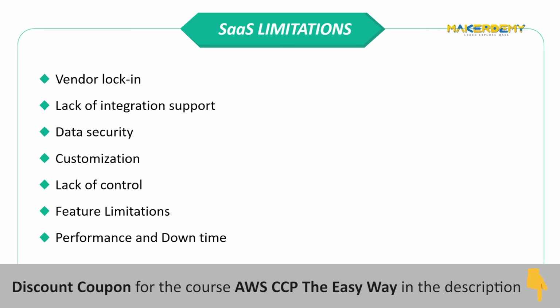Performance and downtime. Because the vendor controls and manages the SaaS service, your customers now depend on vendors to maintain the service's security and performance. Planned and unplanned maintenance, cyber attacks, or network issues may impact the performance of the SaaS app despite adequate service level agreement or SLA protections in place.